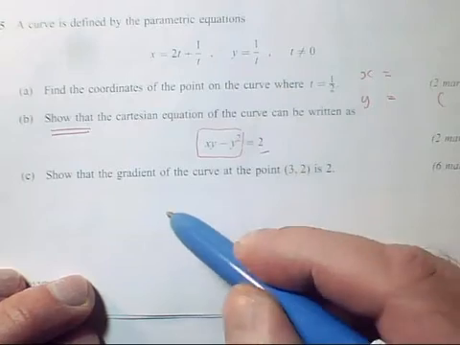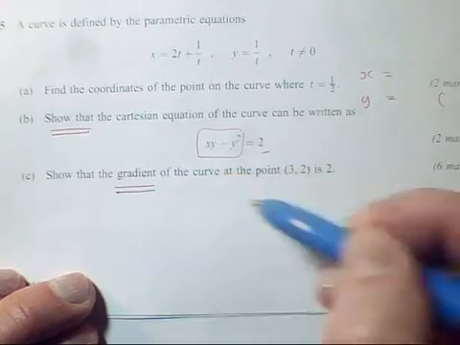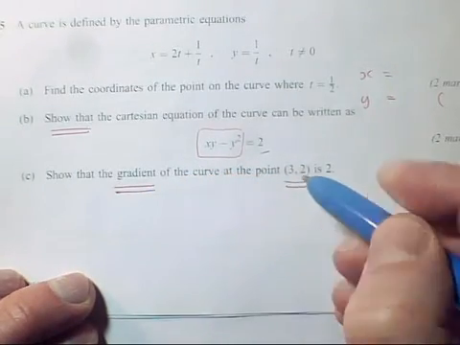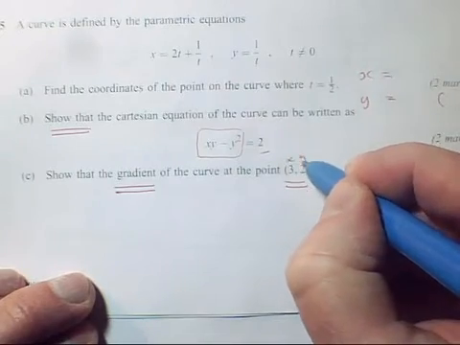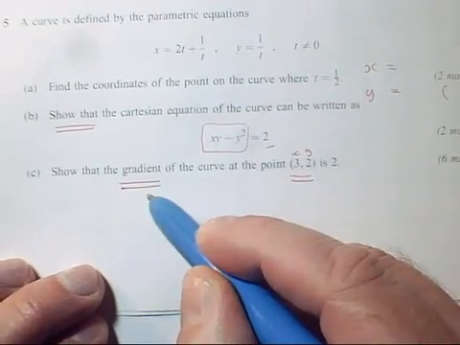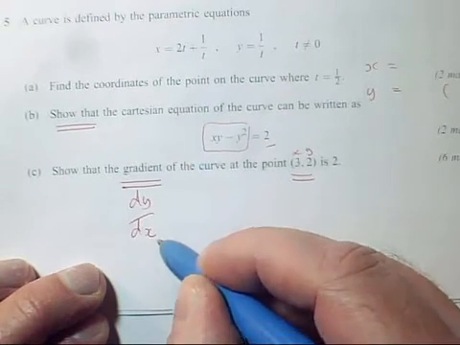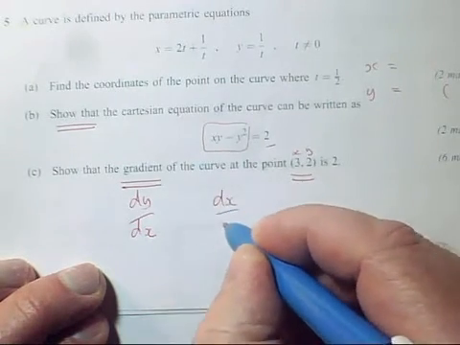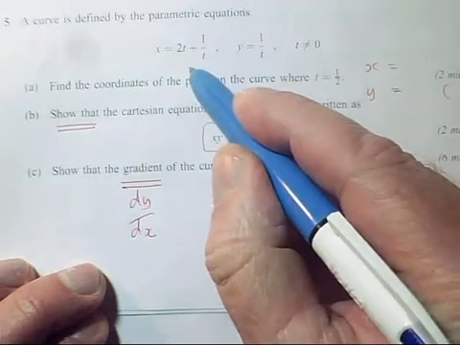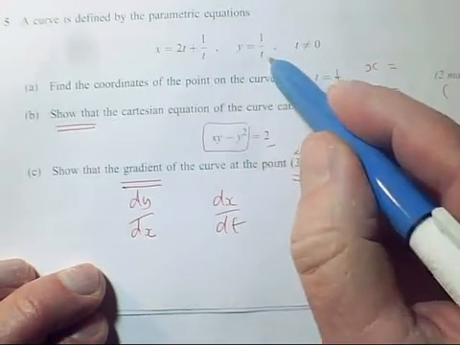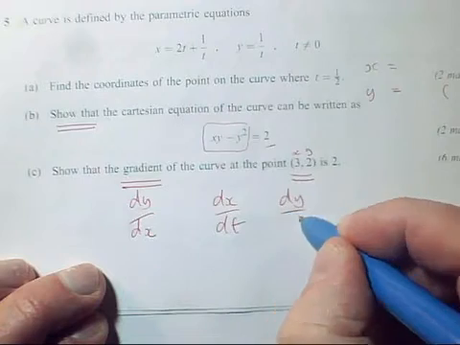Then in part C, I've got to find the gradient of the curve at the point (3, 2). So I've got an x value, I've got a y value. Gradient is going to be dy by dx, but for parametrics, to get dy by dx, I need to start with dx by dt. Well, here's what x is, so you can get dx by dt, and similarly, you can get dy by dt.